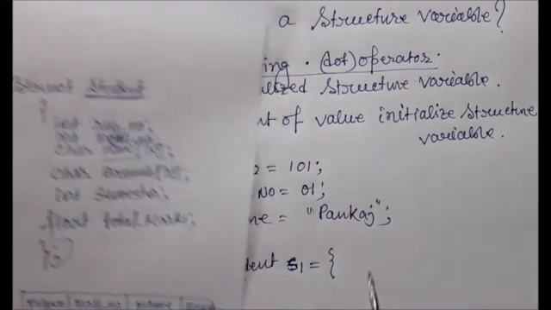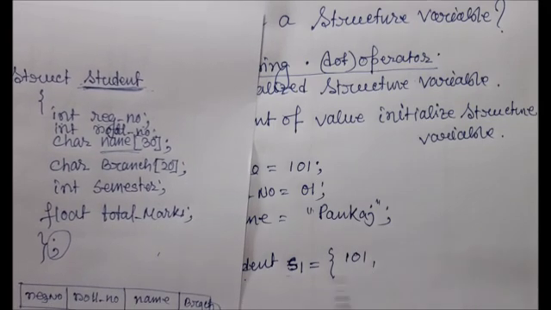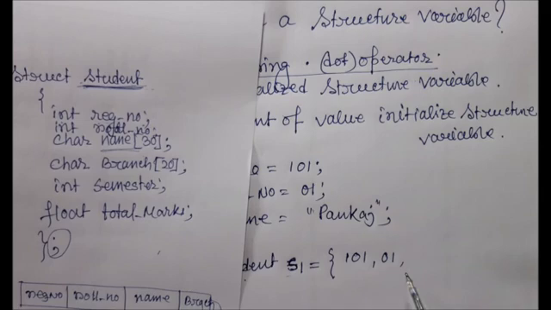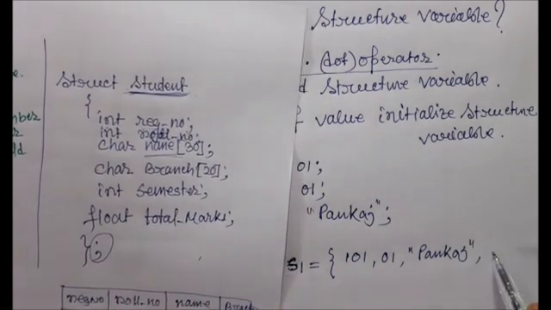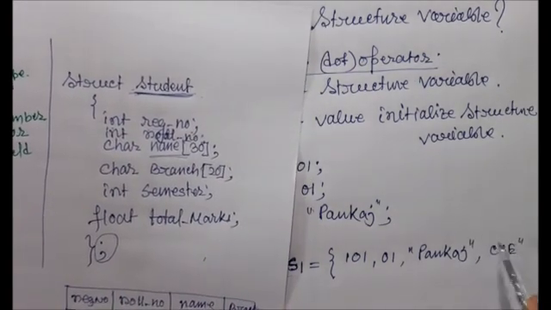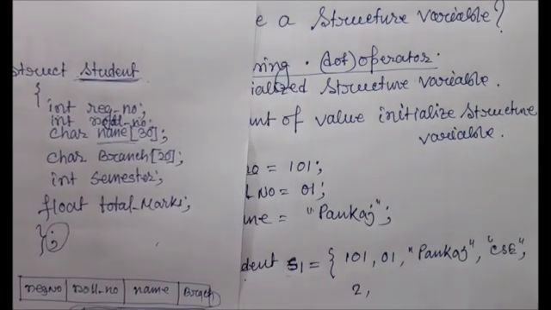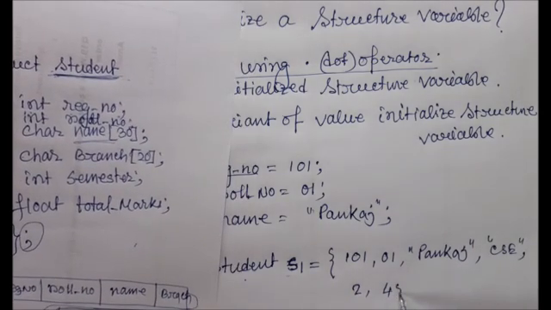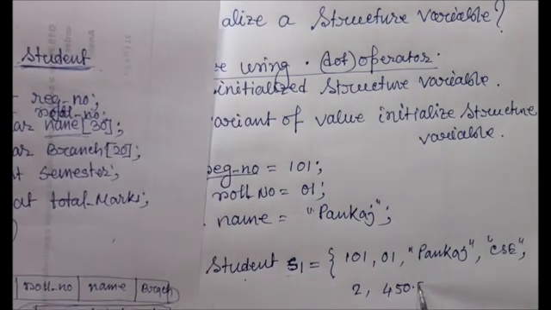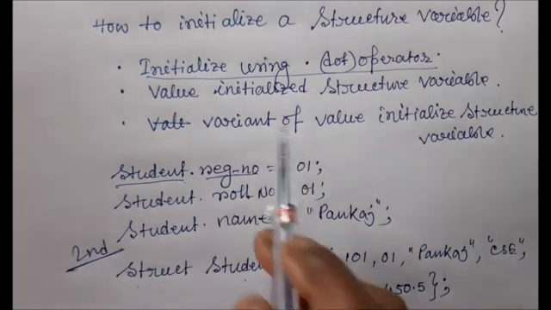The first field, registration number, is an integer; second is roll number, for example 01; third is name, for example Pankaj; fourth is branch, for example CSC; fifth is semester, for example 2, the second semester; and then a float, total marks, for example 450.5, then a semicolon. This is how we initialize a structure variable.